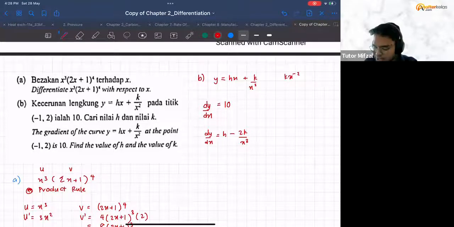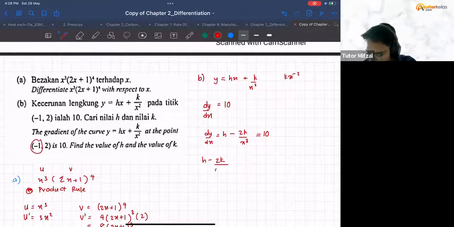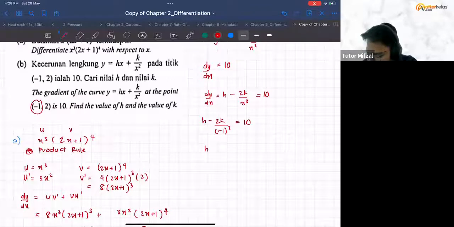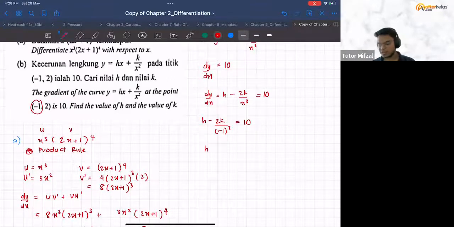So dy over dx is equivalent to 10. So h minus 2k over x cubed, our x cubed over here is negative 1, equivalent to 10. Simplifying this, negative 2 divided by negative 1 is positive 2k. So h plus 2k is equivalent to 10. Am I right? So this is your first equation.